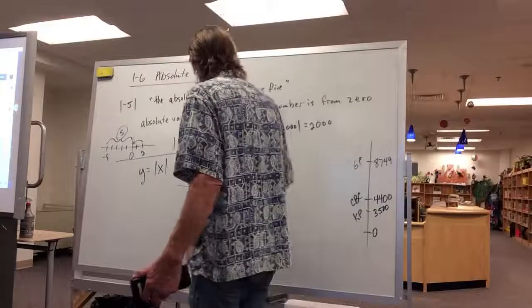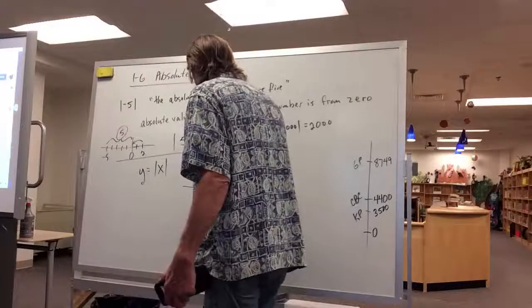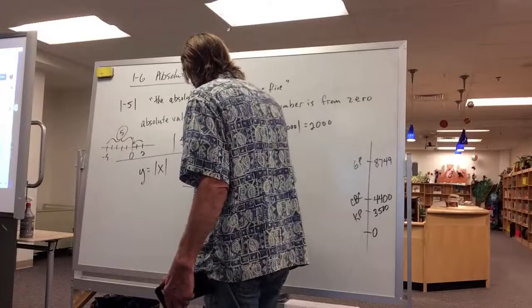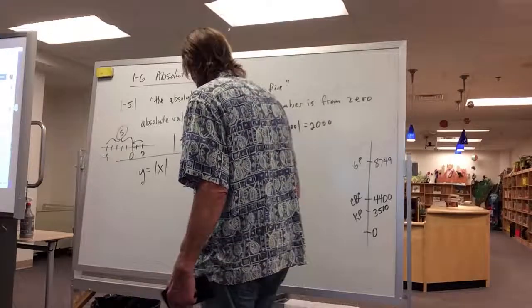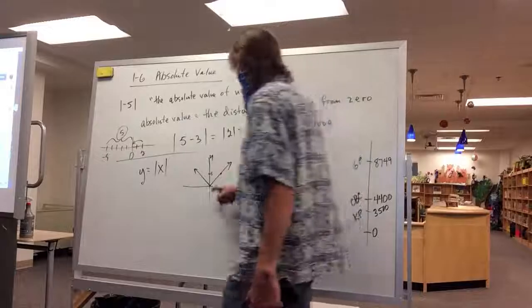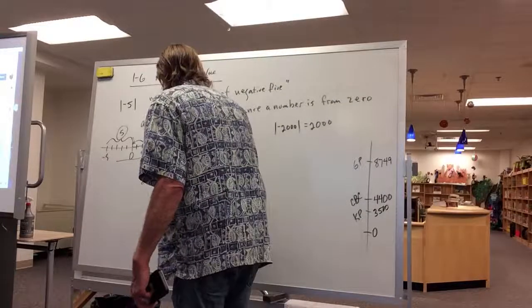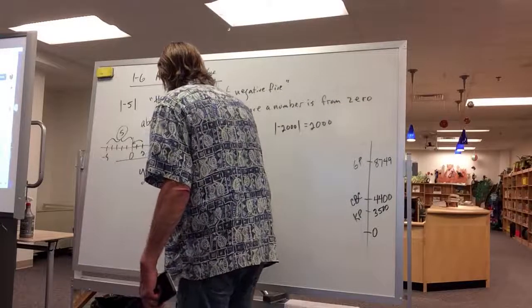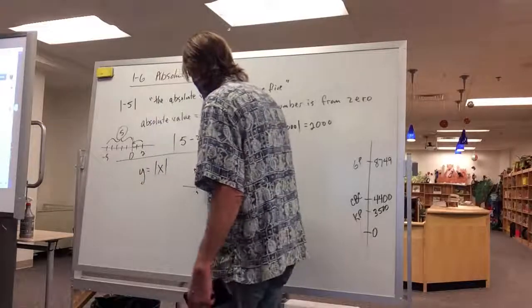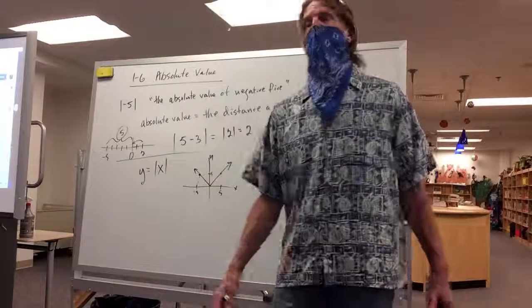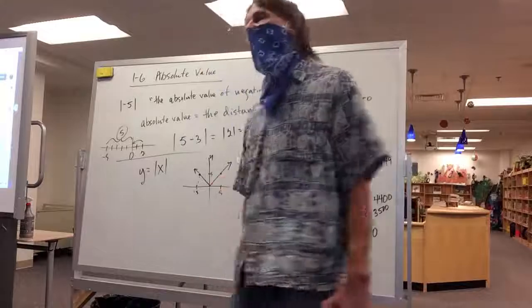So it works like this. If you came out here to 5, the absolute value of 5 is going to be an output y of 5. If you came back here to negative 5, the absolute value of negative 5 is also going to be 5. So there are no absolute values which are negative.